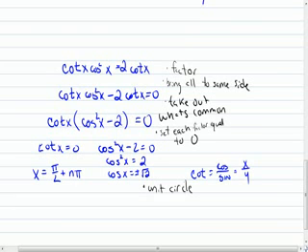Nowhere, says Erica. The square root of 2 is bigger than 1, right? And 1 is the limit on the unit circle. It only goes as high or as low as 1 or negative 1, left, right. So the square root of 2 is outside the range of cosine. So our only solution is this one right here.